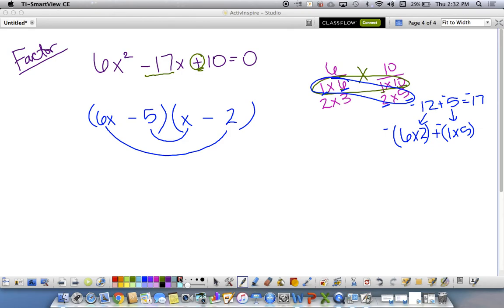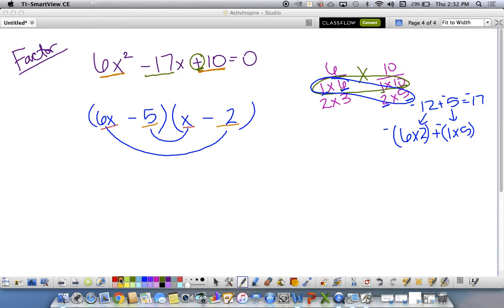Now I'm going back to check. 6x times x gives me 6x squared. Negative 5 times negative 2 gives me a positive 10. Okay, those I shouldn't have to write down. Those should be pretty quick. But I always check those first, because if that doesn't work, that has nothing to do with the middle. You can't make the middle work if the 6x squared and that positive 10 aren't there.